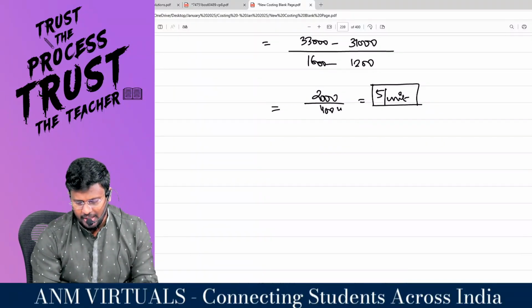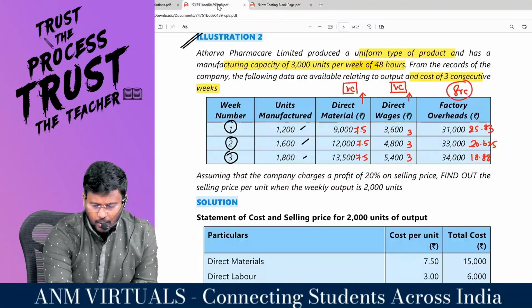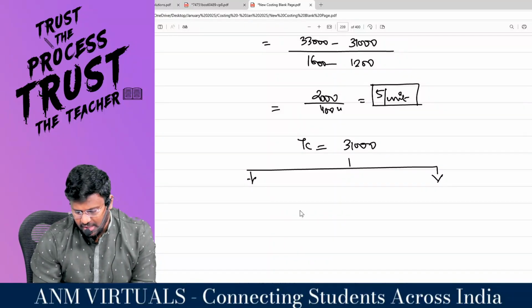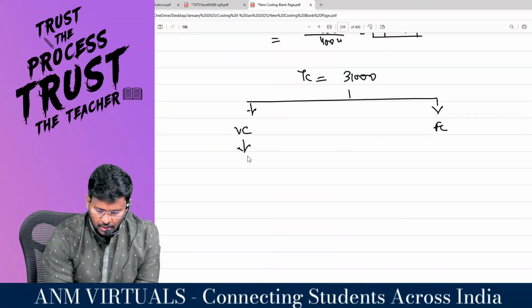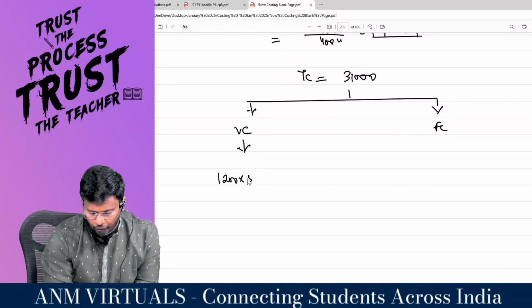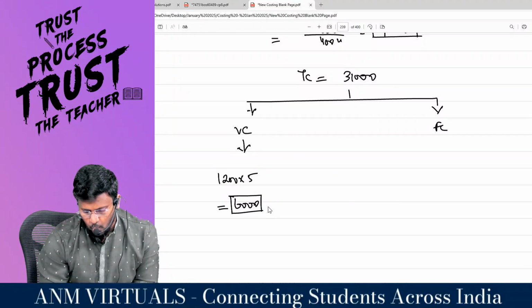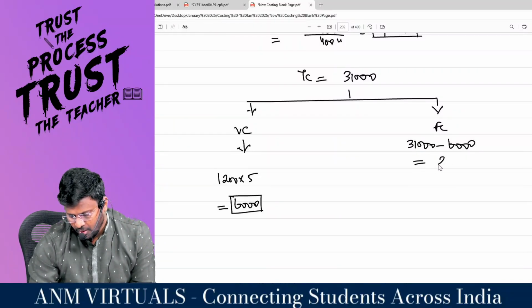So with this we can find out the total cost for week number 1. For week number 1, what was the total cost? 31,000. So 31,000 is classified into two categories: variable cost and fixed cost. How many units? 1,200 into 5 will give you 6,000. So 31,000 minus 6,000 comes to 25,000, which is the fixed cost.